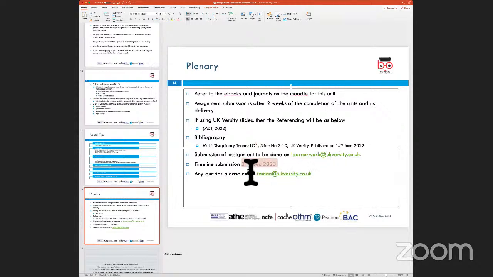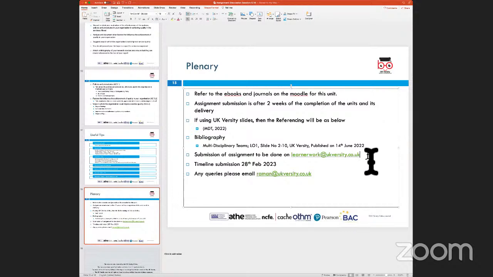Now, with regards to the timeline for the submission of the assignment, today is the 30th. I would ideally say 2 weeks, but generally seek not more than 4 weeks to submit the assignment for this particular unit. The assignment submission should happen to the email learnerwork@ukversity.co.uk. When you submit the assignment, you are going to get an acknowledgement receipt.